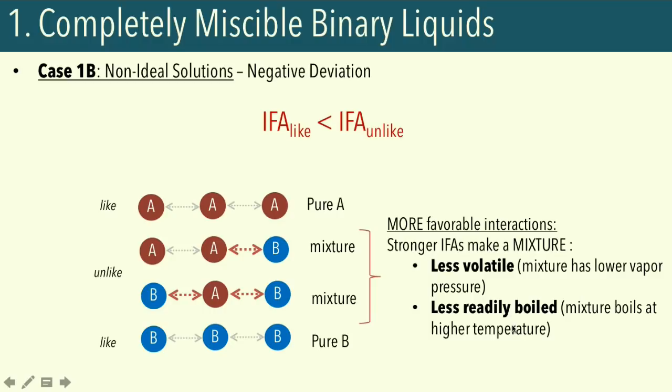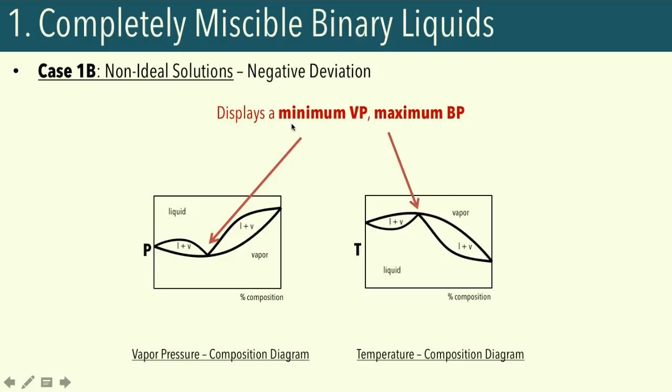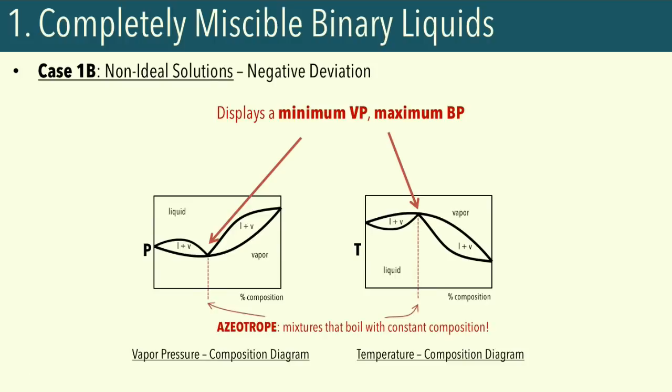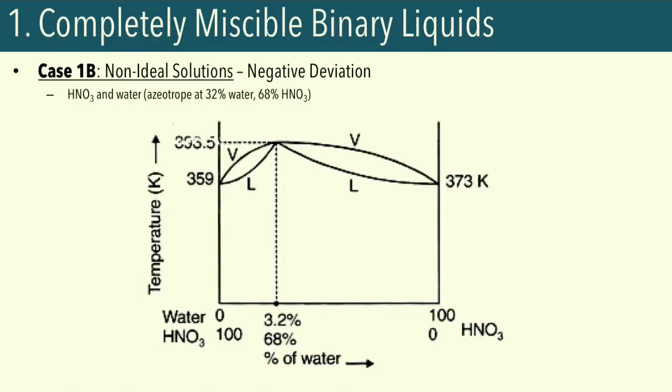So let's look at the corresponding phase diagrams of a non-ideal solution that has a negative deviation. Again, it's going to exhibit a minimum vapor pressure, and it's also going to exhibit a maximum boiling point. Again, we also have the corresponding azeotropic composition. These are just mixtures that boil with constant composition. An example of a system that exhibits a negative deviation is your nitric acid and water system. We expect to see an azeotrope at 32% water and 68% nitric acid. Overall, these are cases in which we have completely miscible binary liquids.